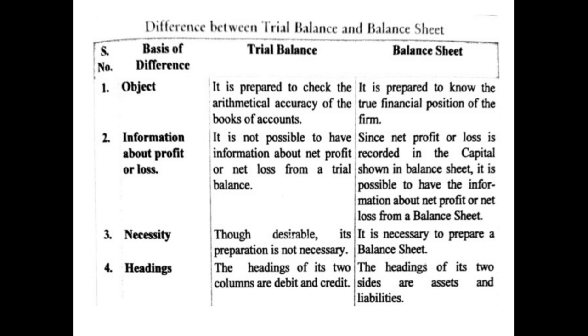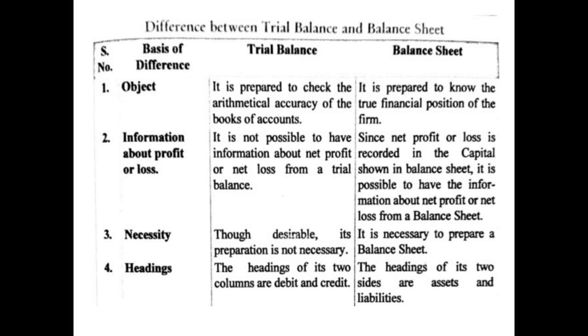Number 2, information about profit or loss. From a trial balance, it is not possible to have information about net profit or net loss. Why? Because net profit or net loss is known from the profit and loss account, which is prepared after preparing the trial balance and trading account. But in case of balance sheet, net profit or net loss is recorded in the capital shown in the balance sheet, because net profit is added to the capital and net loss is deducted from the capital. Therefore it is possible to have information about the net profit or net loss from a balance sheet.